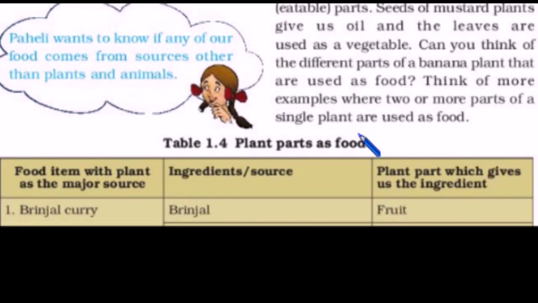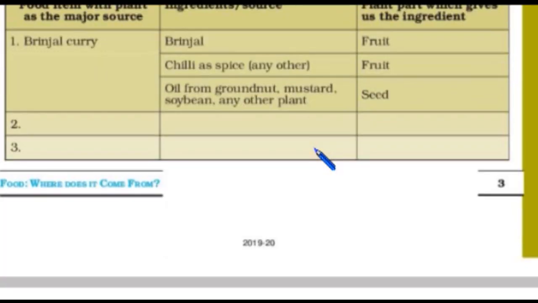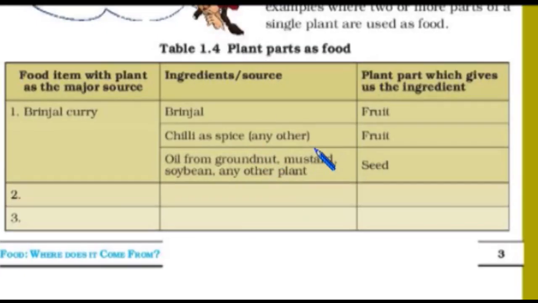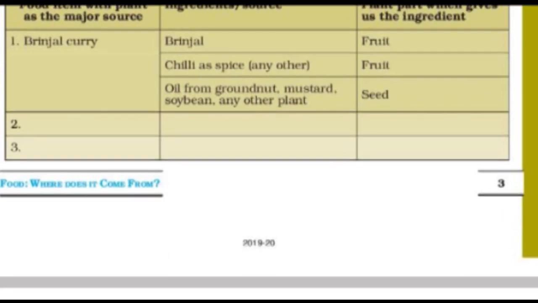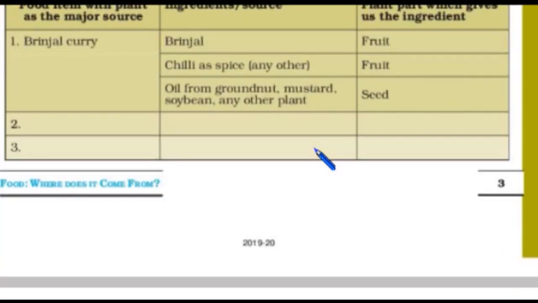Plant parts as food. Food items with plant as major source. Brinjal curry. Ingredients are brinjal, chili as spice, oil from groundnut, mustard, soybean or any other plant. From which part of the plant is this? Brinjal is what? It is a fruit of a plant. Chili is also a fruit of a plant. Oil that comes from groundnut, mustard, soybean or any other plant comes from the seed.